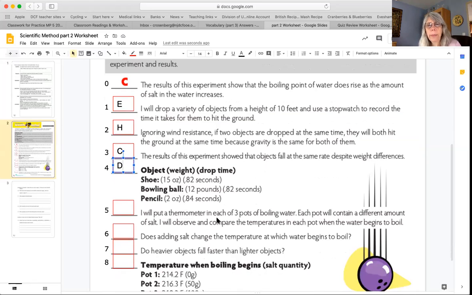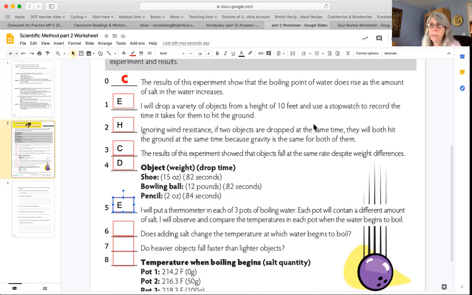I will put a thermometer in each of 3 pots of boiling water. Each pot will contain a different amount of salt. I will observe and compare the temperatures in each pot when the water begins to boil. Okay, sounds like what I'm going to do. So there's the experiment for the other study. Remember, we got 2 studies mixed together here. So we're going to have 2 experiments, 2 conclusions, 2 sets of data, 2 hypotheses, and 2 questions.